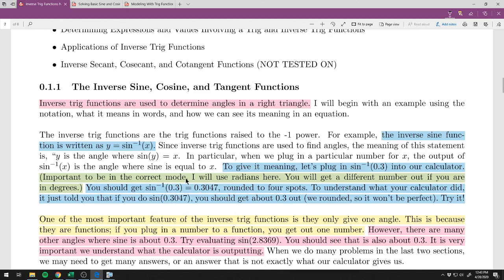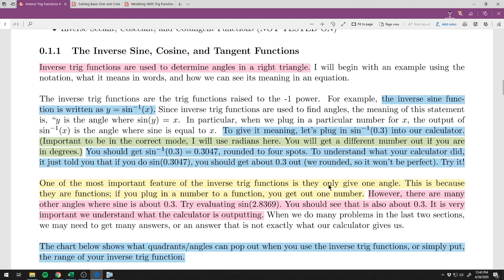Right. So first thing we want to touch on is that we're getting a number out. That number is an angle, and the way it's related is it's an angle that makes sine equal the number inside. Okay.